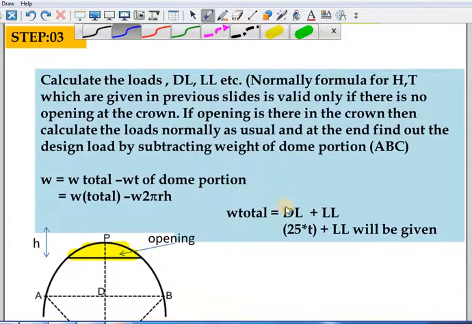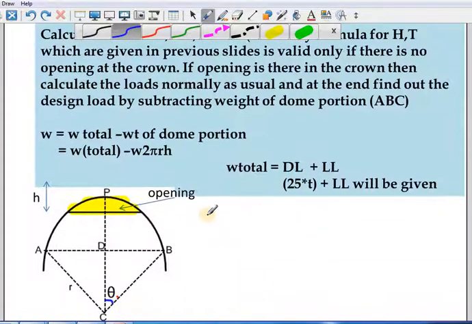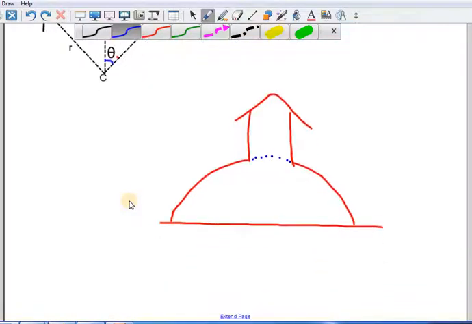As usual, the live load will be given in the question, and dead load will be 25 into T, where T is the thickness of the dome. If an opening is there, you find out the total load like this, and at last W into 2 pi into R into H. Using this, you find out the portion of the dome above the opening. When you do a problem, it will be clear. So just keep this in mind.